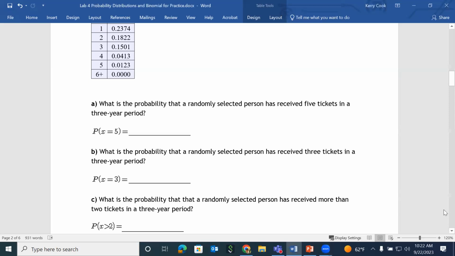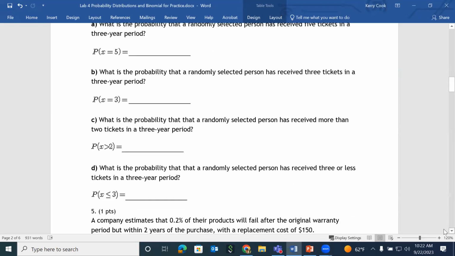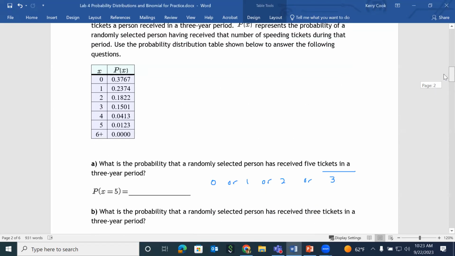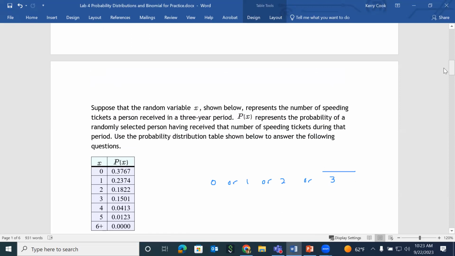Okay, and then let's look at part D to finish it off. What's the probability that a randomly selected person has received 3 or less? That's a little more desirable than 2 or more. So 3 or less. Notice the wording is a little different. 3 or less means it could be 0 or 1 or 2 or 3. 3 is included because of how the statement has been worded. Because of that, and these are all independent events, we're going to add the probabilities together. We want 0 or 1 or 2 or 3.